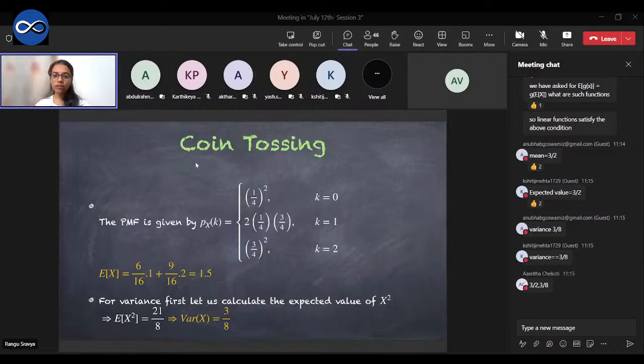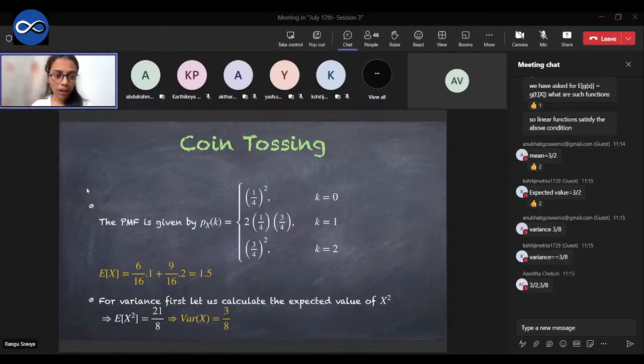If k equals 1, that means we have one head. So it will be head tail or tail head. So two possibilities. So 2 into, for the tail, probability is 1 by 4, for head, 3 by 4. So 2 times 1 by 4 into 3 by 4. If k equals 2, we have both to be heads. Probability of head is 3 by 4. So 3 by 4 whole square.